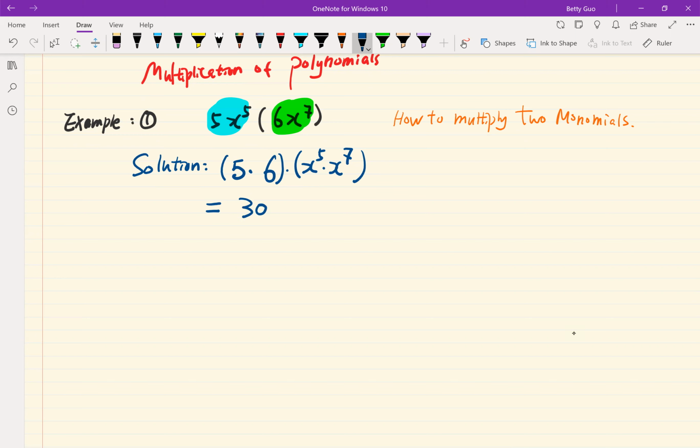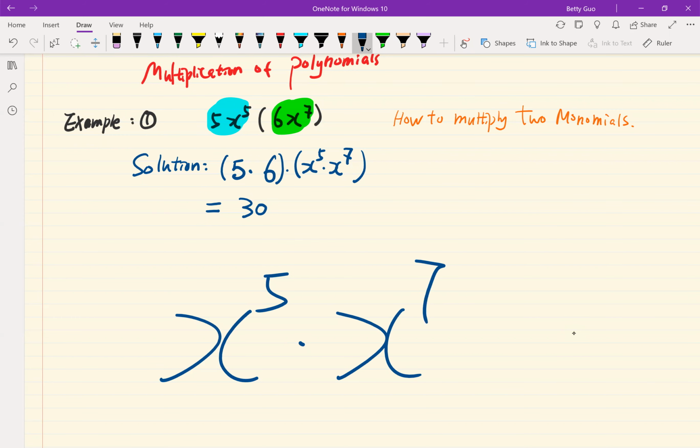And then let's look at the variable part. x to the power of 5 times x to the power of 7. We are multiplying two powers with the same base. Which formula should we apply here? In the past 2 days, we covered all 7 formulas, right? When we multiply two powers with the same base, what formula should we apply? Product rule, exactly.